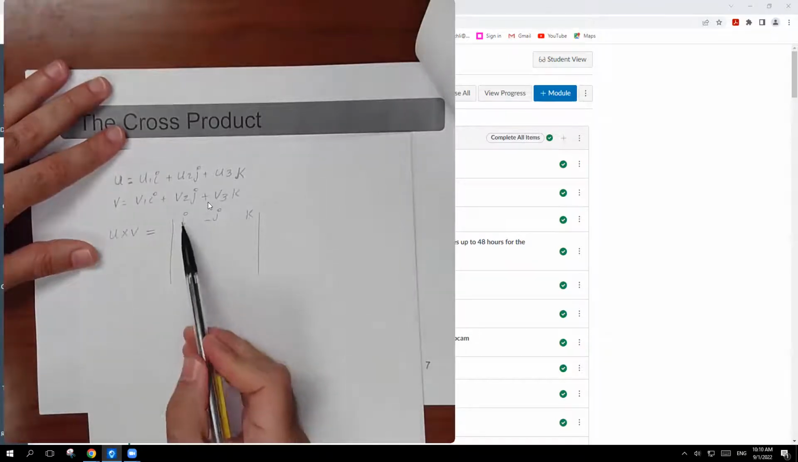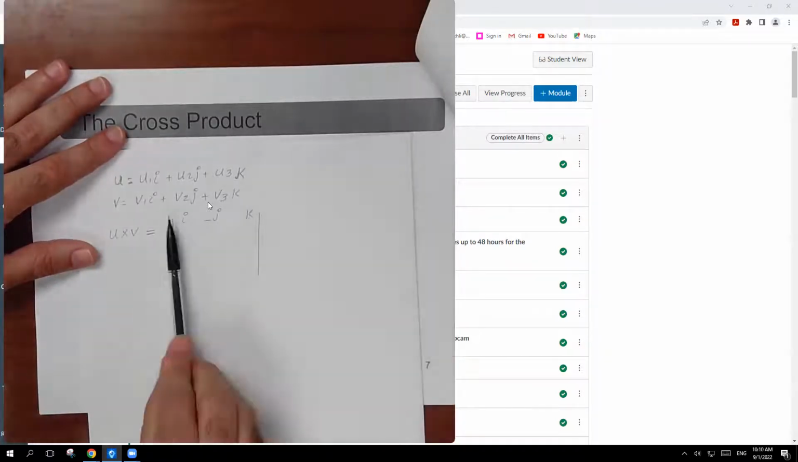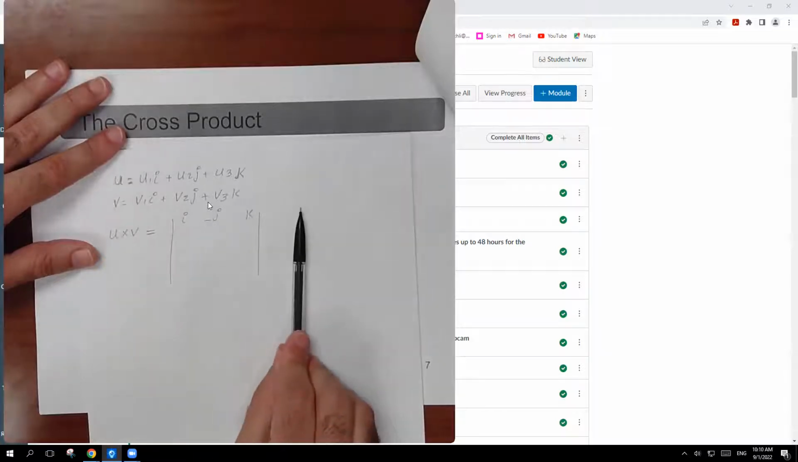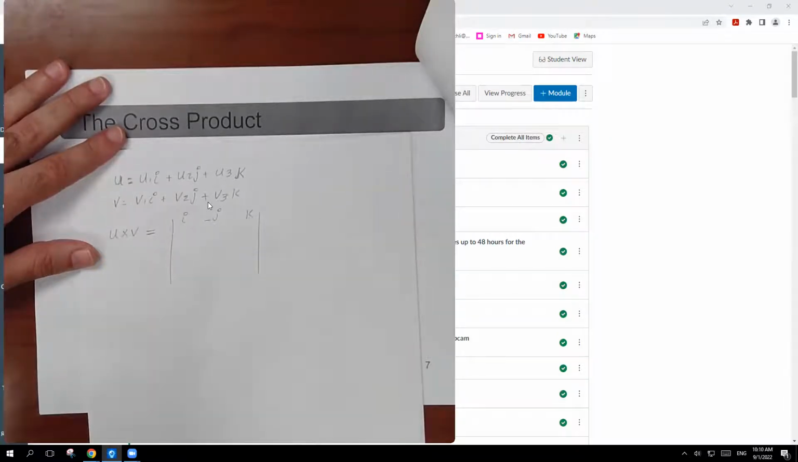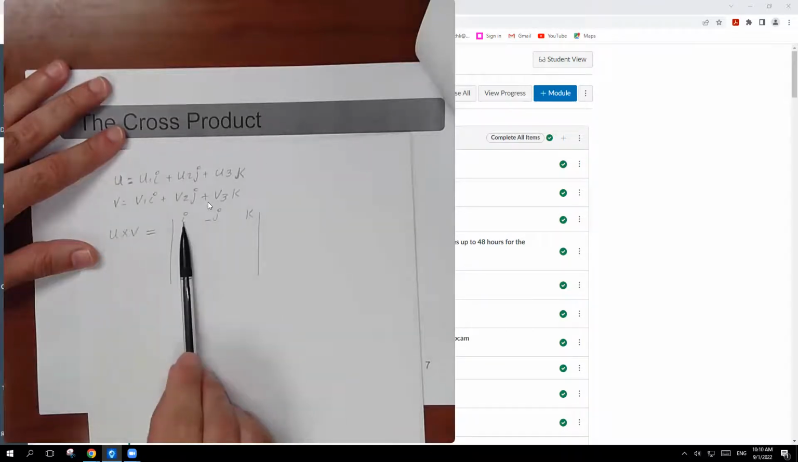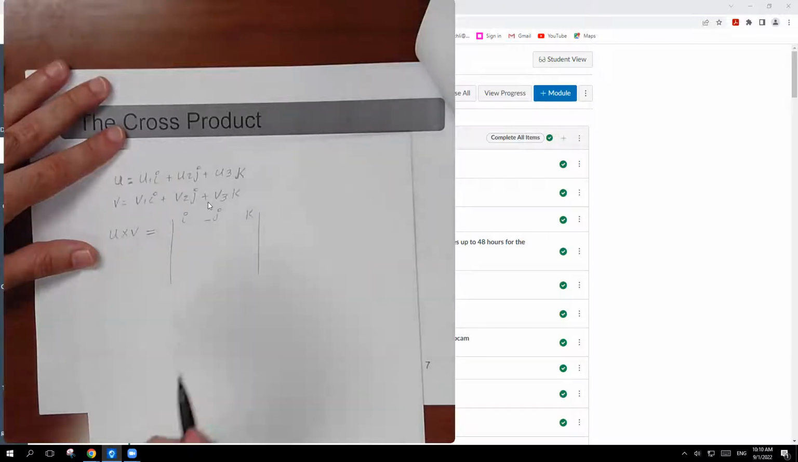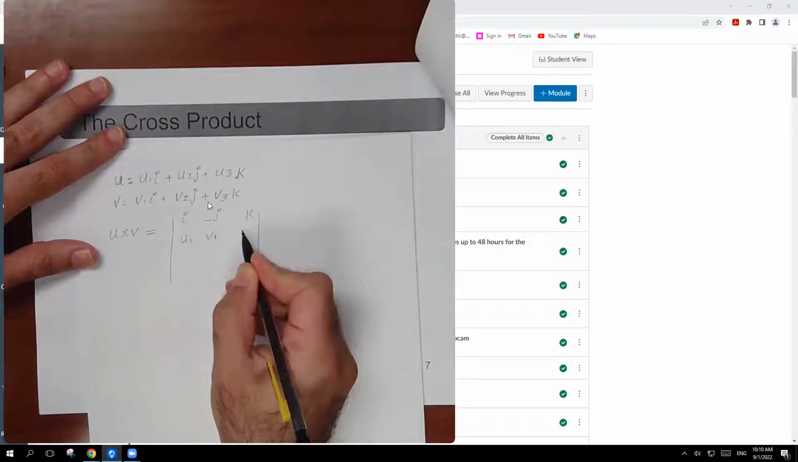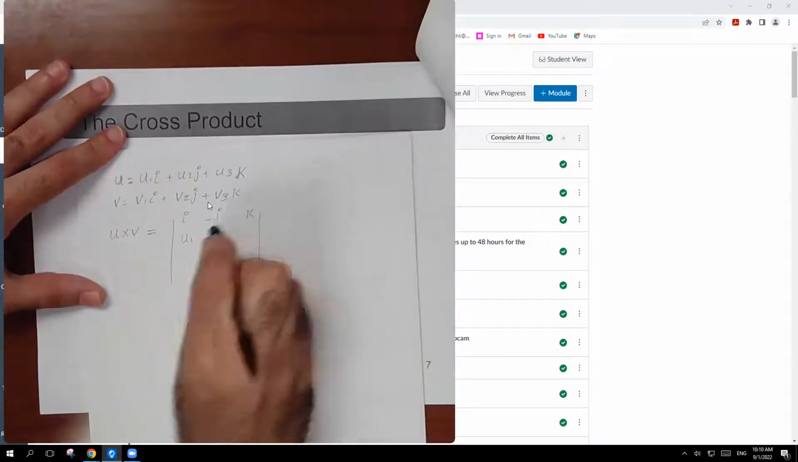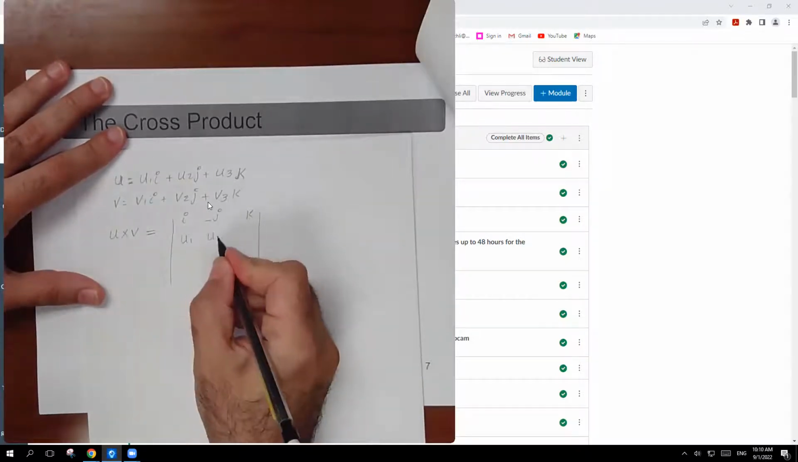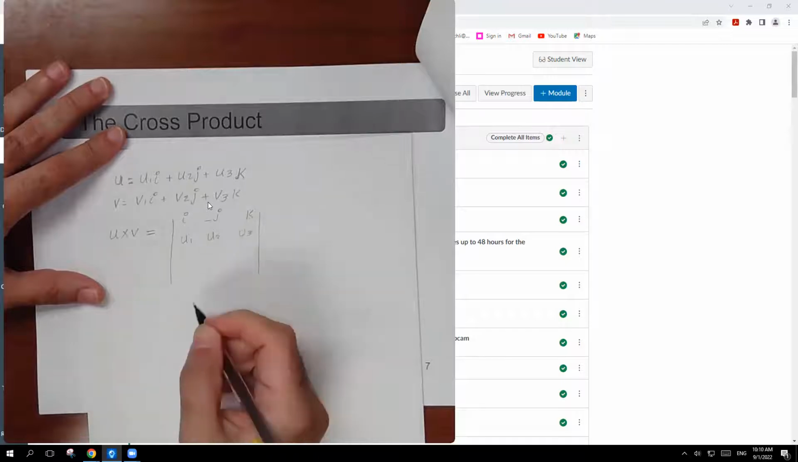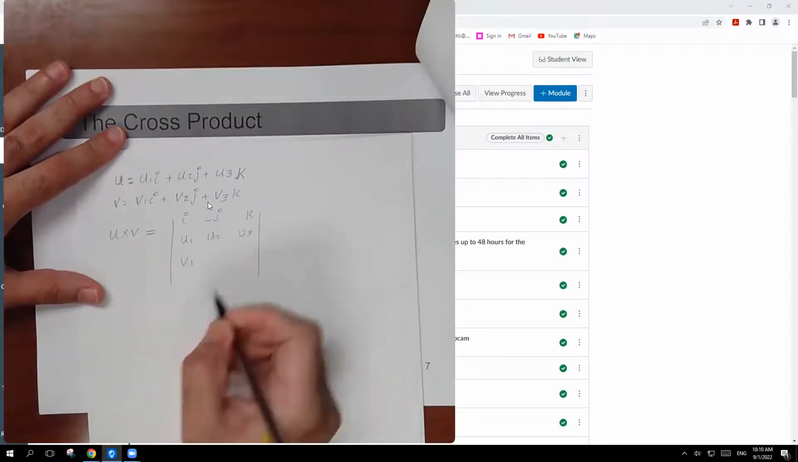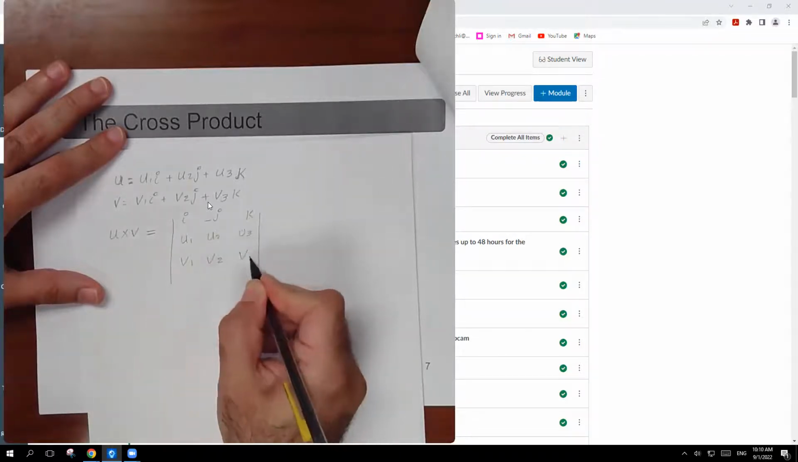If it were 4 dimensions, it would be plus, minus, plus, and the other unit vector would be minus. But we're going to work only with 3 dimensions, so we always start with plus, minus, plus. So always the j is going to be minus. Let's write down u1, u2, and u3, and the second vector v1, v2, and v3.